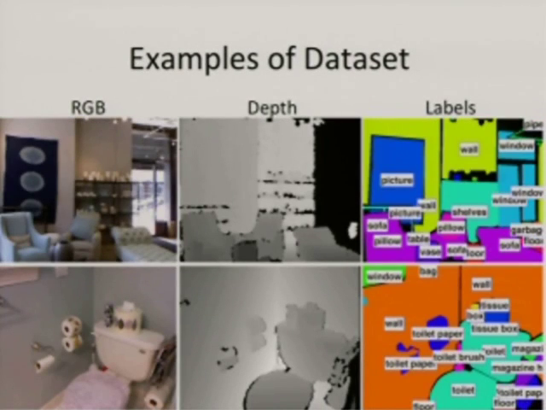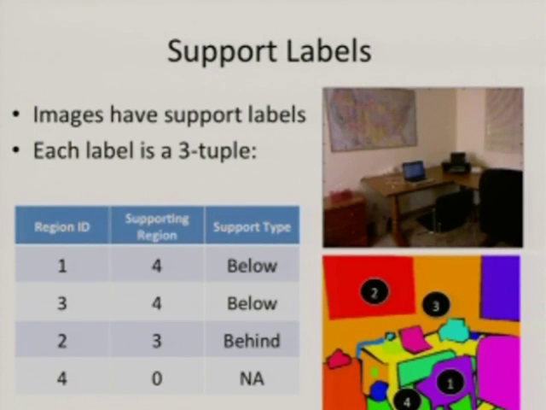Now, because we want to reason about support, just having these class labels for the pixels in the scene isn't enough. We also need support labels. So the dataset also has, for each labeled image, what we're calling support labels, which are essentially saying, for example, for this map, region 2 is supported by region 3 from behind. So in this case, it's a horizontal support relationship. And then we also know that region 1 is supported by region 4, the floor, from below. So it's a vertical support relationship. And so we have those densely over the data set as well.